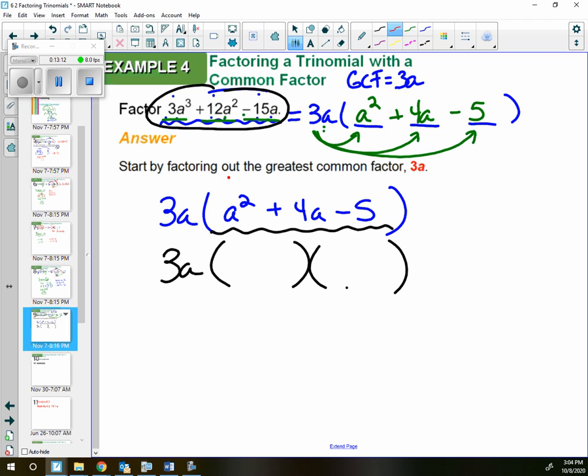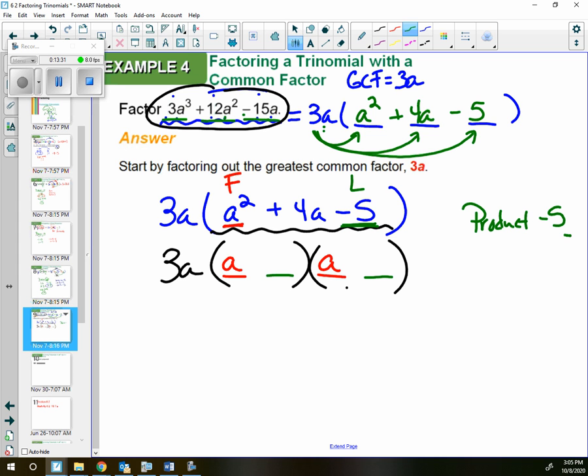We're going to do our reverse FOIL here. So remember, this comes from the first, so in the first position. How do we make an a squared? Well, the only way to do that is a times a. Now we'll go to our last. So a -5, that's from the last. So what goes in the last position has to multiply, so it has to be a product of -5.